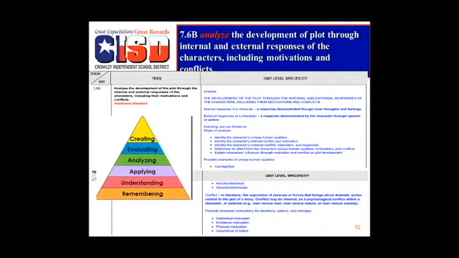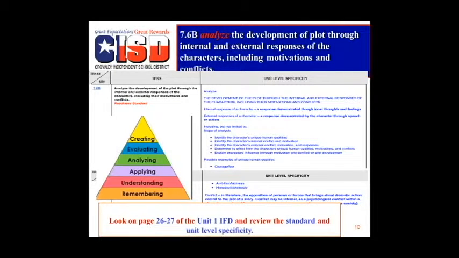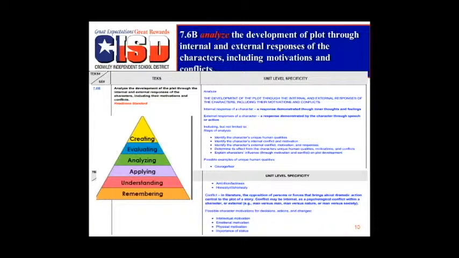Now let's focus specifically on the hotspot, 7.6b. This standard is part of Category 2, Understanding Analysis of Literary Text. Please take a moment to pause the video to look on page 26 of your Unit 2 IFD and review the standard and unit level specificity. What is the verb and the cognitive level of Bloom's? What is the content, the what the students are learning? What's the context, the how in which students are practicing and showing their learning?